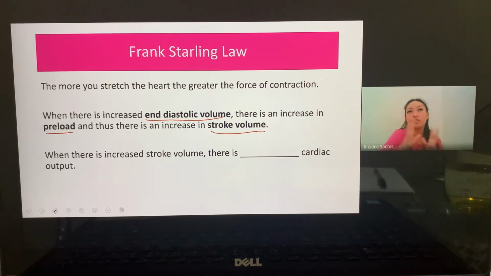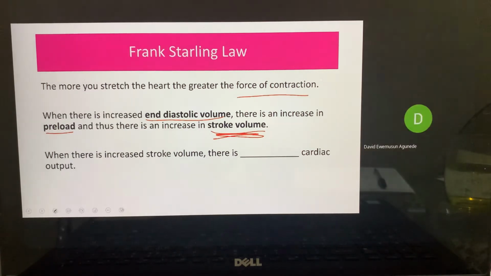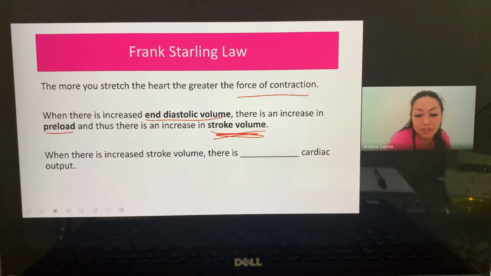Basically, the more stretch that the ventricles get during ventricular filling, the higher the force of contraction, and therefore the higher the stroke volume will be. So now, when we have an increase in stroke volume, what's going to happen to our cardiac output? Increase. Increase, yes. So if there's an increase in stroke volume, there's also an increase in cardiac output. So if there's an increase in stretch of the heart, which is preload, there's an increase in stroke volume, there's an increase in cardiac output. This is basically what Starling's law is trying to state.